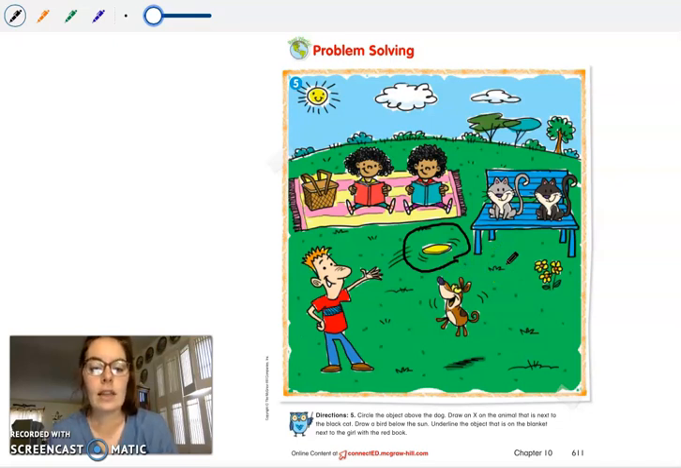Okay. Now, next I'm going to draw an X on the animal that is next to the black cat. So here I see my black cat. So what is next to it? I see a gray cat. So I'm going to draw an X on the gray cat.